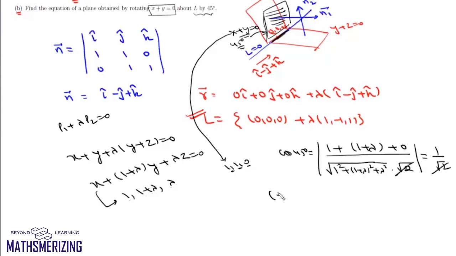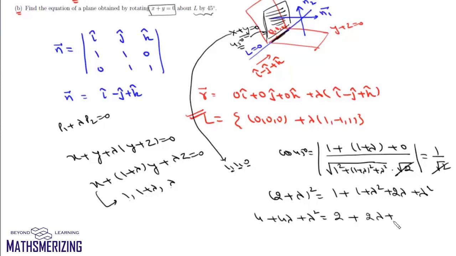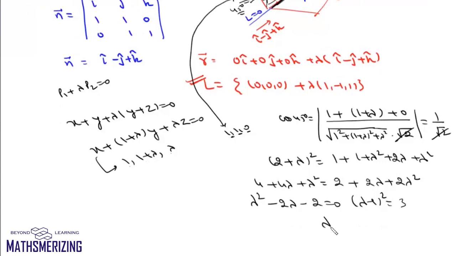We can write (2 plus lambda) square, and it will be equal to 1 plus (1 plus lambda) square plus lambda square. So it will be 4 plus 4 lambda plus lambda square, and on the right hand side it will be 2 plus 2 lambda plus 2 lambda square. So we'll get this quadratic equation: lambda square minus 2 lambda minus 2 equals 0, which we can write as (lambda minus 1) whole square equals 3. That is, the value of lambda will be 1 plus minus under root 3.